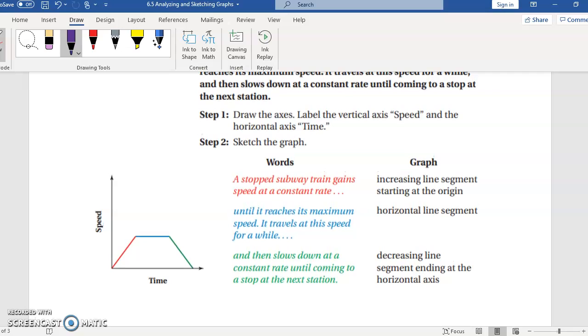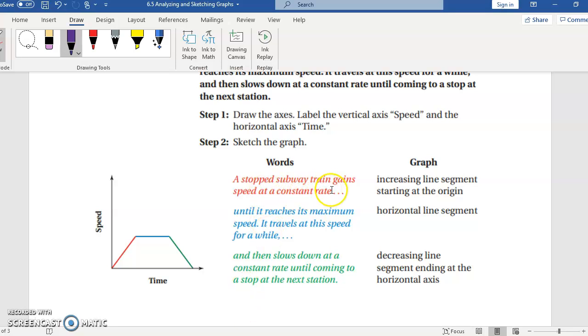Draw the axis. So you have your y-axis and your x-axis. Label your speed here. Your time is down here. If you wanted to title it, you could do subway. And then you're going to sketch it. So just break down what's going on and draw each section.